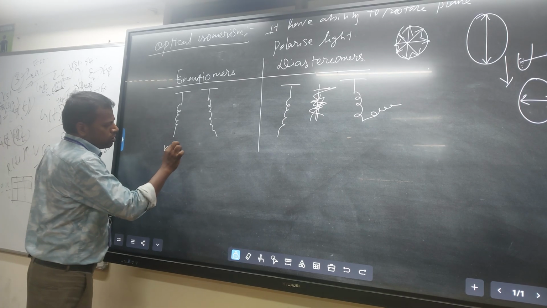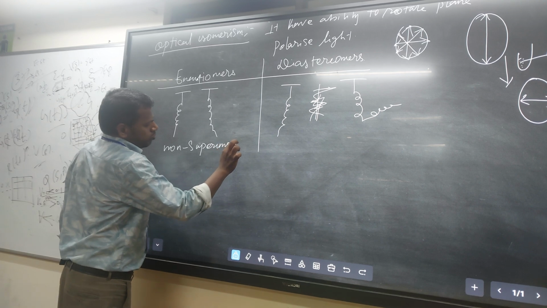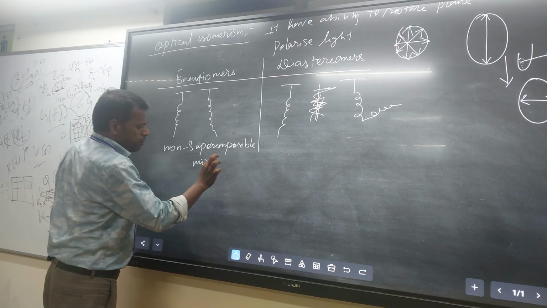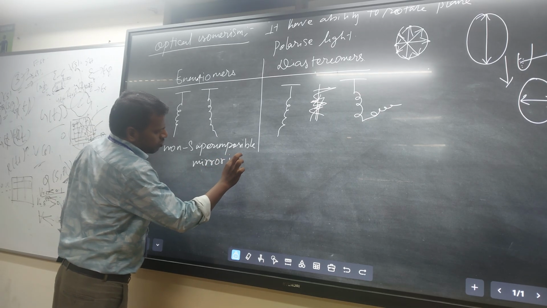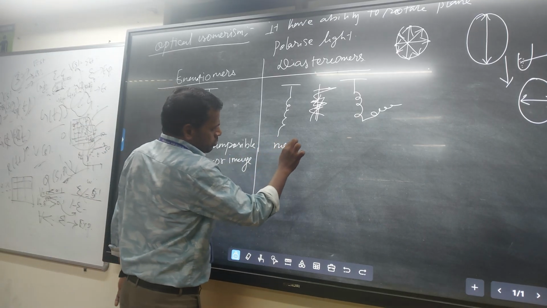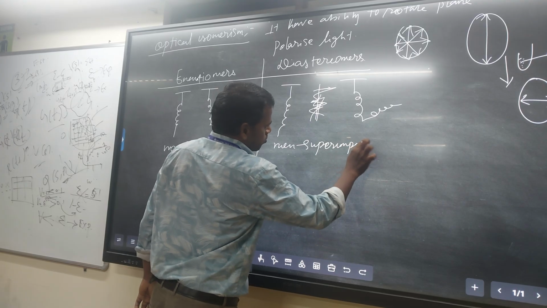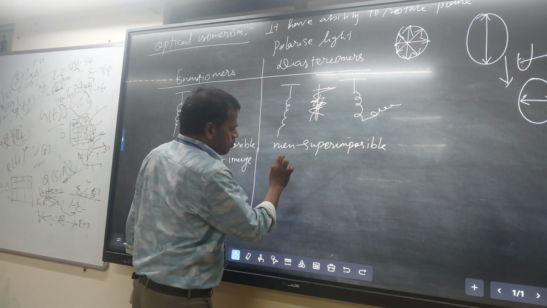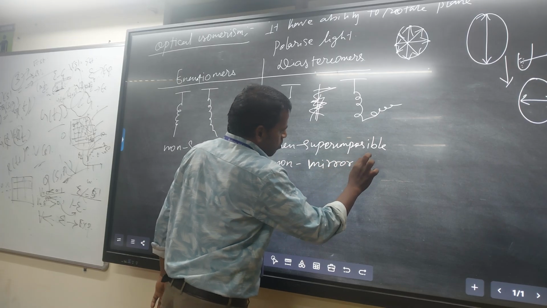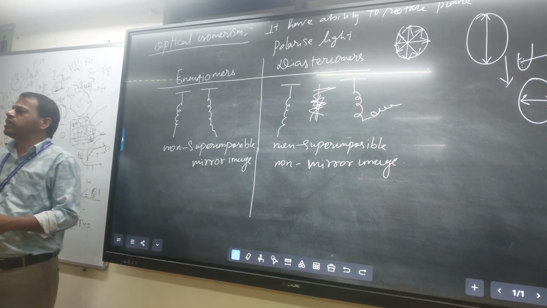Non-superimposable mirror image, that is an enantiomer. Non-superimposable, non-mirror image, that is a diastereomer.